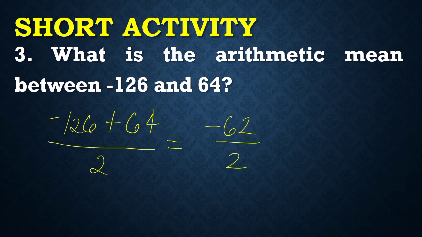If you're wondering bakit negative 62 ang sagot, or bakit negative ang sign ng ating naging sagot, it's because we follow the sign of the bigger value, which is negative 126, and then we proceed to subtraction. So, negative 62 divided by 2, that is negative 31. So, negative 31 is the arithmetic mean between negative 126 and 64.